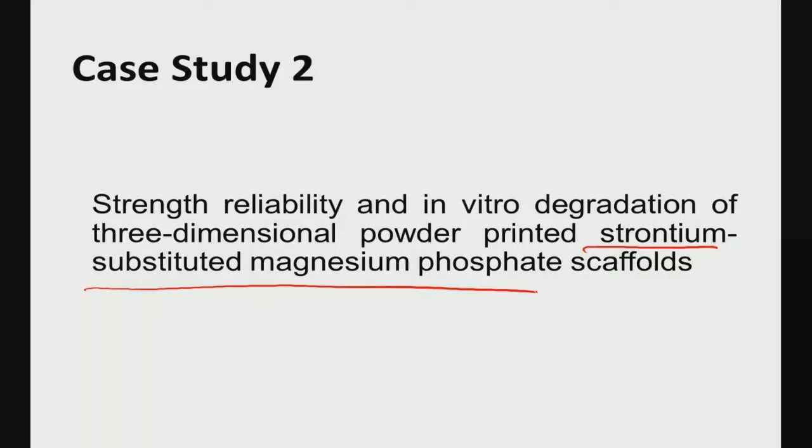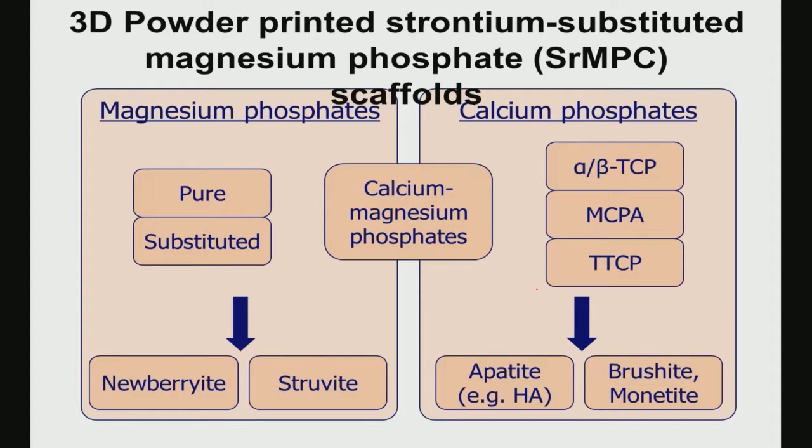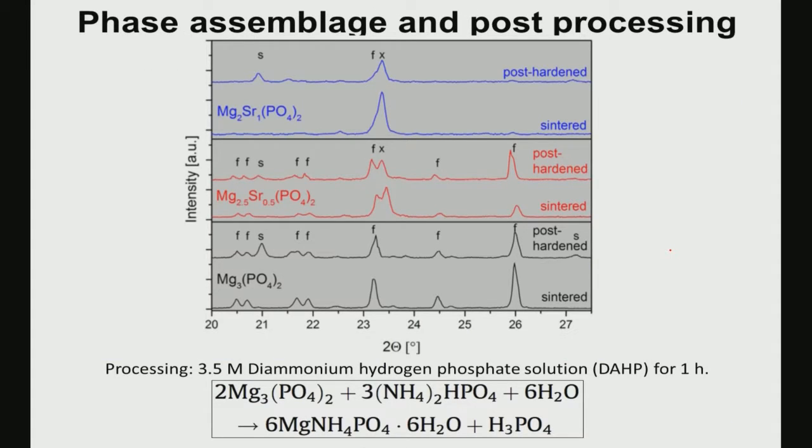the osteoporosis treatment. And then we started with the calcium magnesium phosphates, that kind of scaffold. In this calcium magnesium phosphate, you have tetracalcium phosphate, you have alpha and beta tricalcium phosphate, then you do the 3D printing and some post processing technique, and post processing can be done either by sintering or by post hardening. Chemical post hardening essentially means, like, you use a 3.5 molar diammonium hydrogen phosphate solution and you immerse the scaffold for 1 hour.